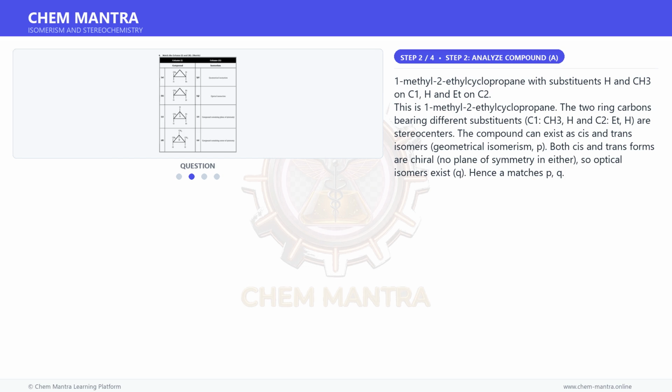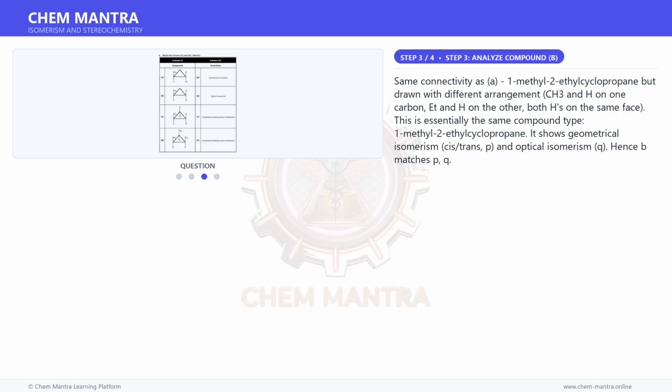1-methyl, 2-ethylcyclopropane, with substituents H and CH3 on C1 and H and Et on C2. This is 1-methyl, 2-ethylcyclopropane. The two ring carbons bearing different substituents, C1 (CH3, H) and C2 (Et, H), are stereocenters. The compound can exist as cis and trans isomers, geometrical isomerism, P. Both cis and trans forms are chiral, with no plane of symmetry in either, so optical isomers exist, Q. Hence A matches P, Q.